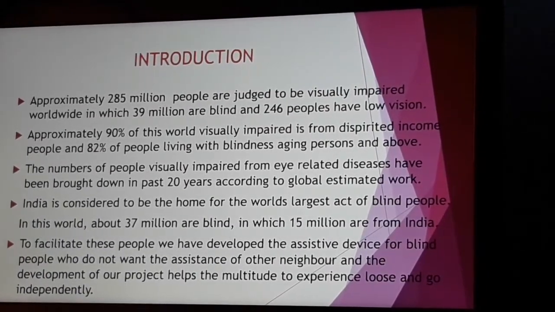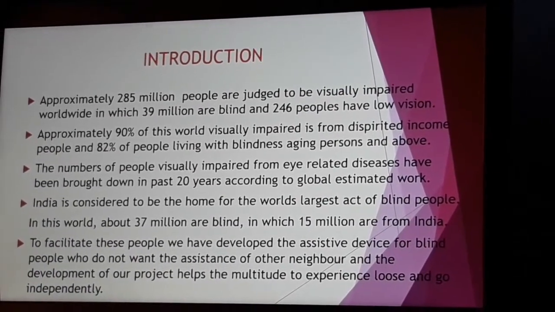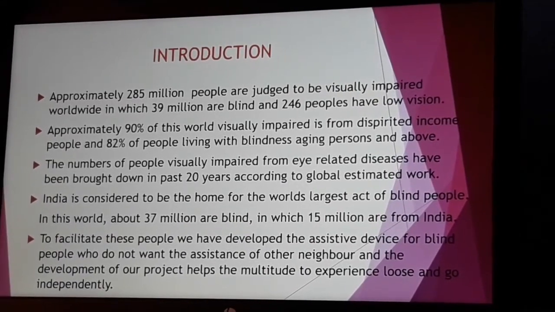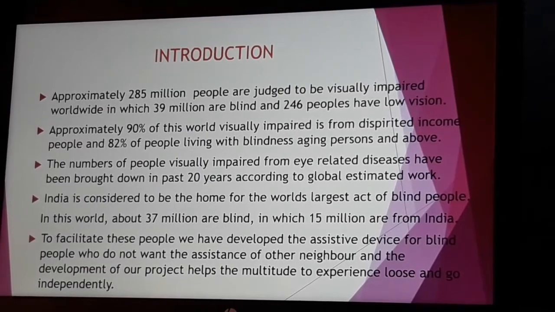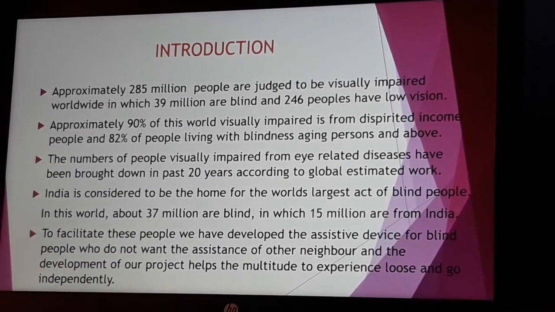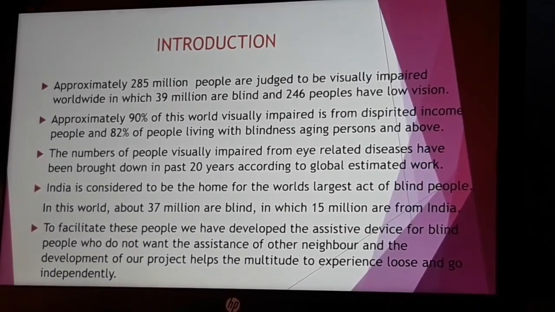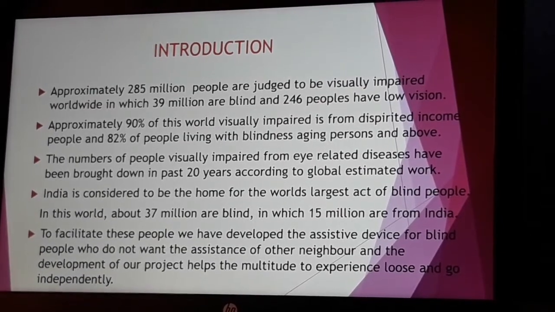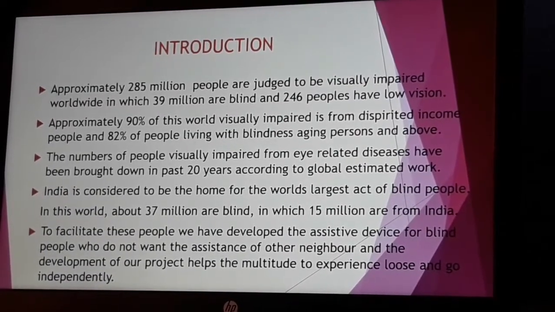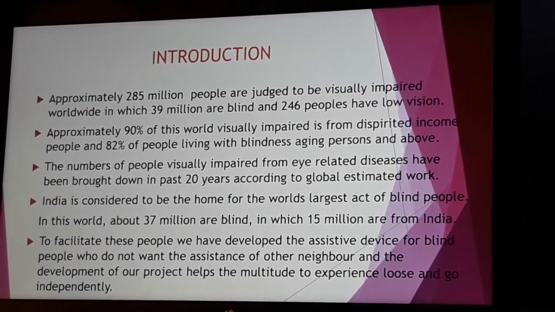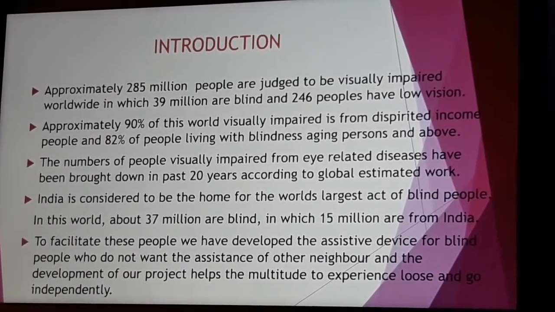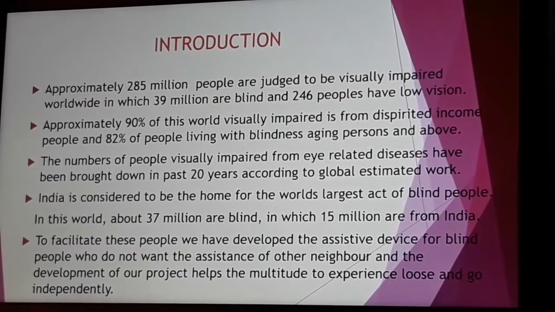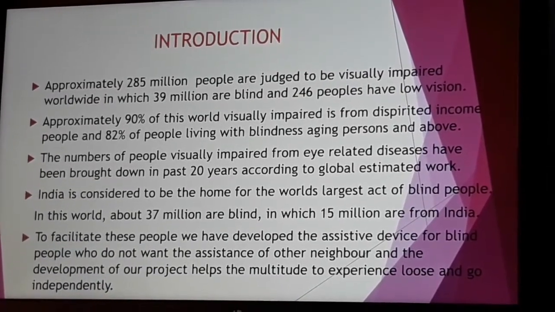Let us move on to introduction. Approximately 285 million people are judged to be visually impaired worldwide, in which 39 million people are blind and 246 million people have low vision. India is considered to be the home for the world's largest number of blind people. In this world, about 37 million people are blind, in which 15 million are from India.